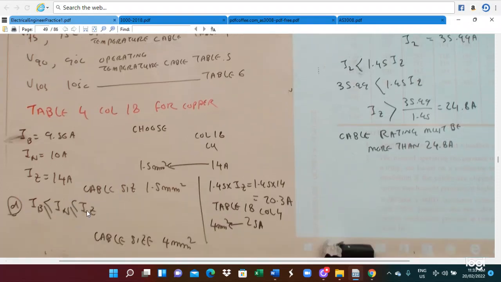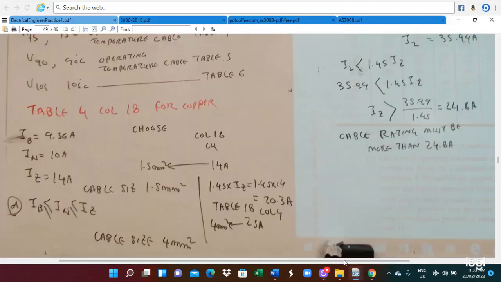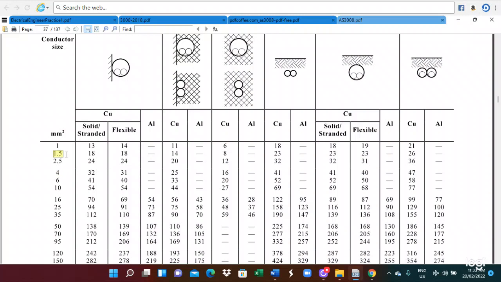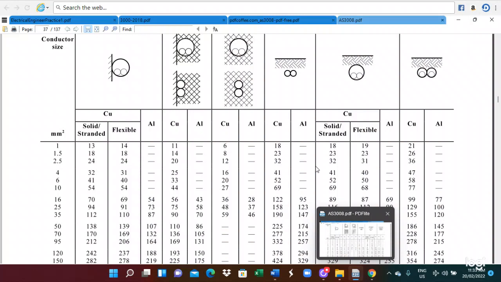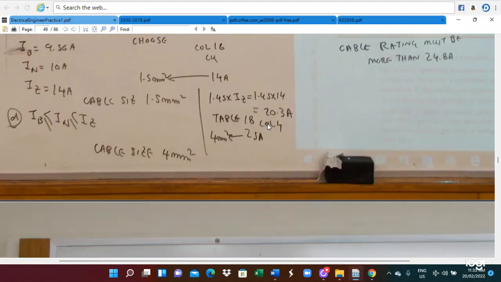So this is why we cannot select the IZ of 14 ampere for the 1.5 millimeter square, because it does not agree with the second formula. Therefore, we look at the AS3008 table here. So we can use a 1.5 millimeter square because the current is 14. 2.5 is also only 20. 4 millimeter square is 25. So this is why we select the 4 millimeter square. So this is the cable selection. Also, it complies with the circuit protection. So these problems explain the cable selection, which also complies with the circuit protection.